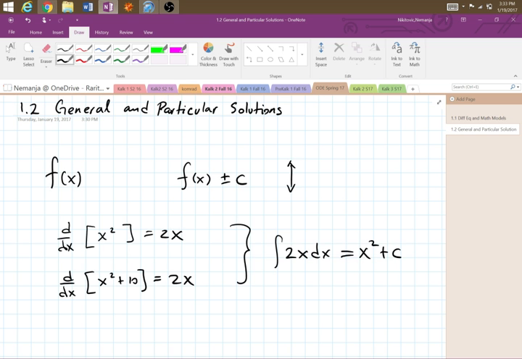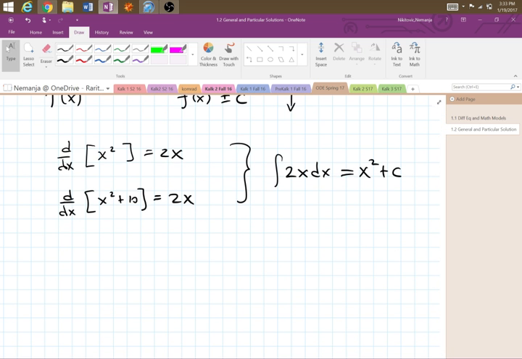Derivatives destroy this information, the constant, right? Because no matter what number you put there, the derivative of it will always be 0. So when you undo the operation, you don't get the particular function back. You get the family of functions back, infinitely many.